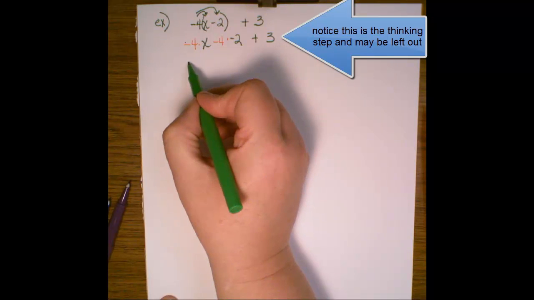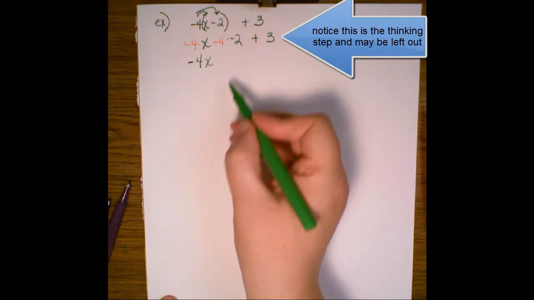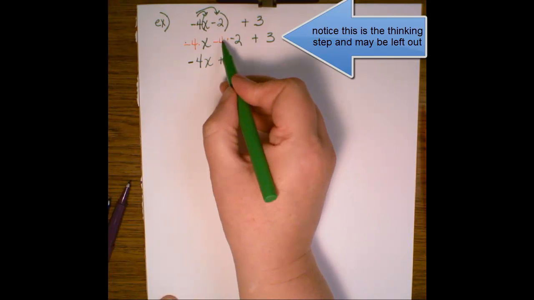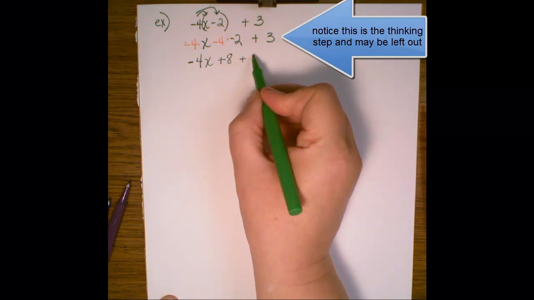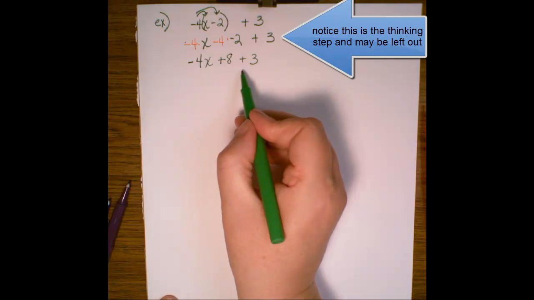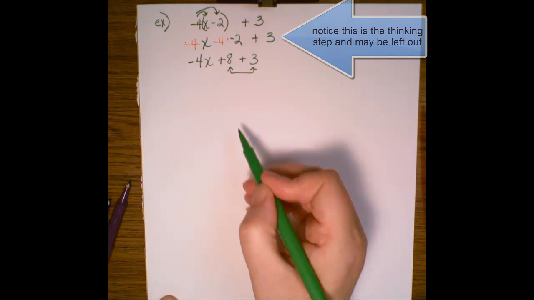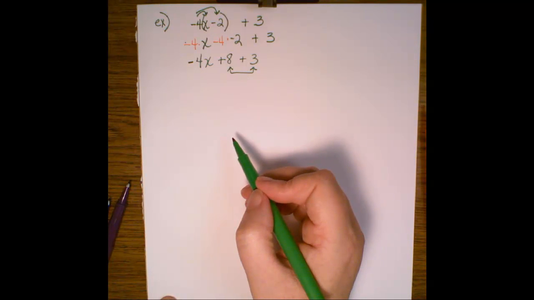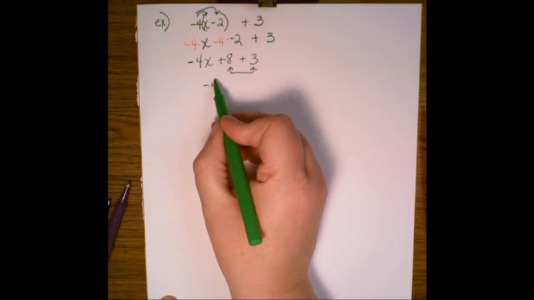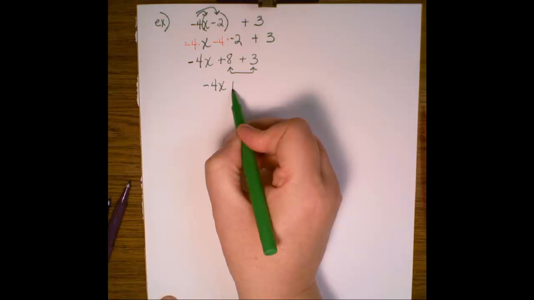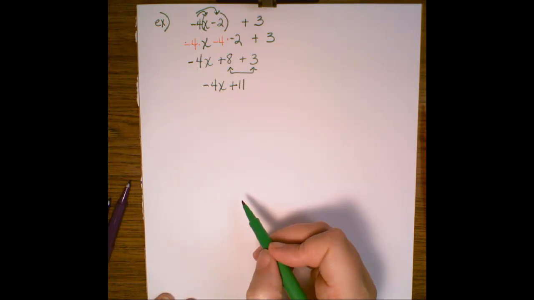Then the sign is negative, the number is 4, the variable is x. The sign is positive, the number is 8, and there is no variable, +3. Now we need to look to see if we have any like terms. And sure enough, these are like terms because neither one has a variable part. So we can add a +8 and a +3. So it's going to be -4x plus 8, 9, 10, 11. 8 and 3 is 11.